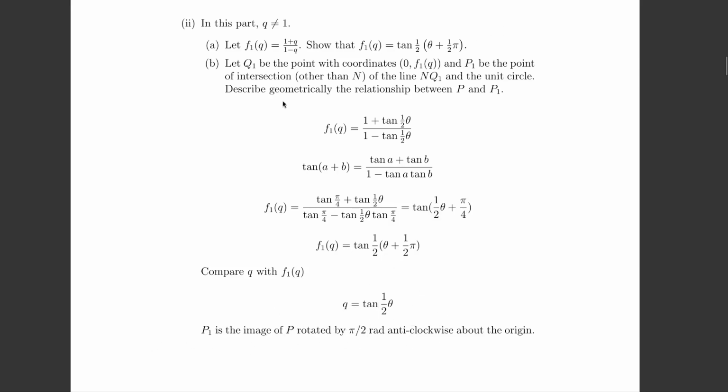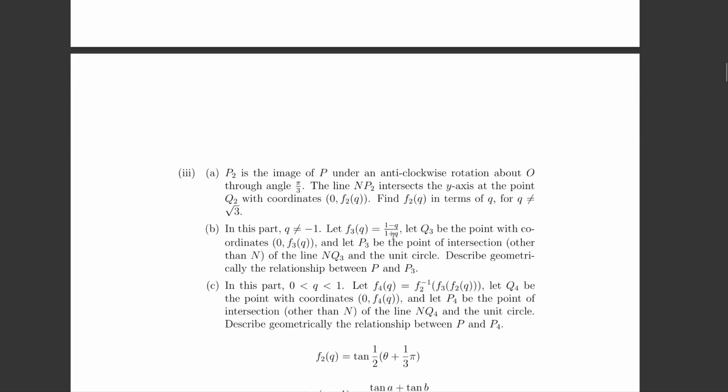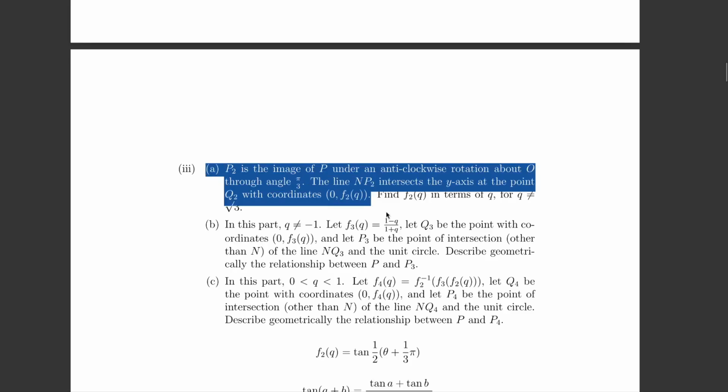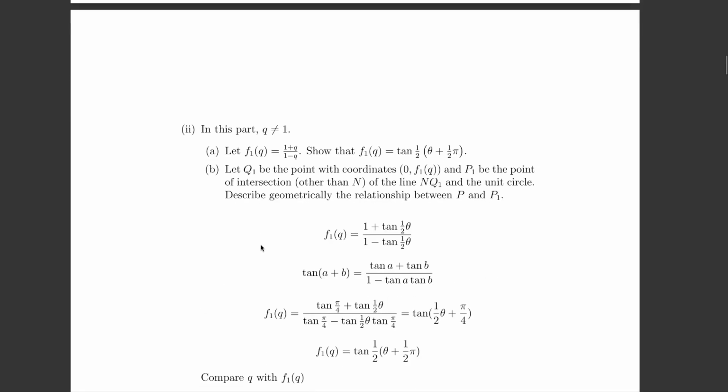So yeah, that's the relationship between P and P1. The next parts are basically just the same thing, right? It's more transformations and more describing the geometric relationship between P and new points. Part A is basically just the opposite of the previous part.